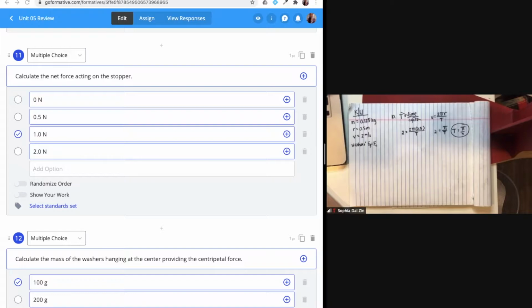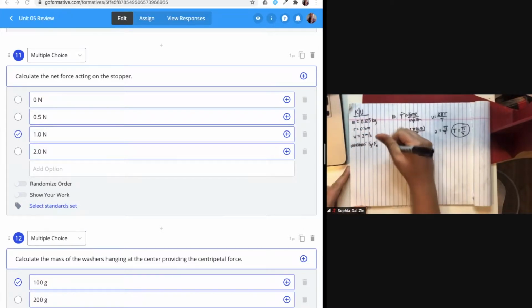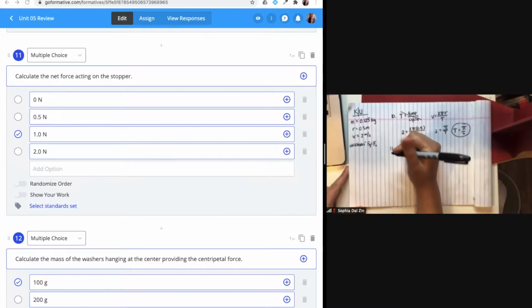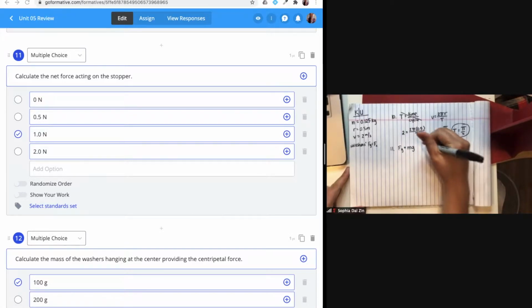Calculate the net force on the stopper. I need to use a force equation. And in this case, the net force is the centripetal force. I'm going to use this one. Okay? For number 11, gravity of the washers provides the centripetal force. So I said the centripetal force, the net force, would be the weight of these washers. But since it's the centripetal force, I could also use mv squared over r.